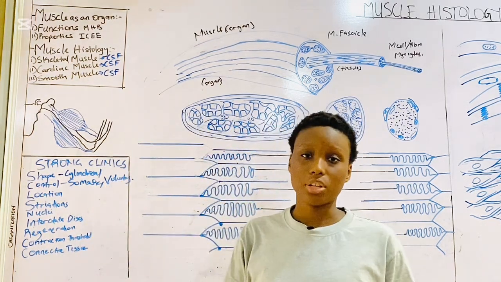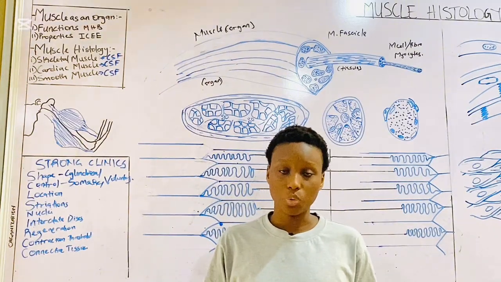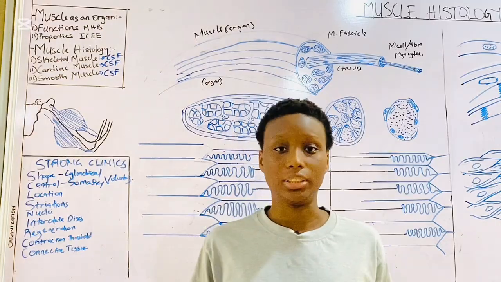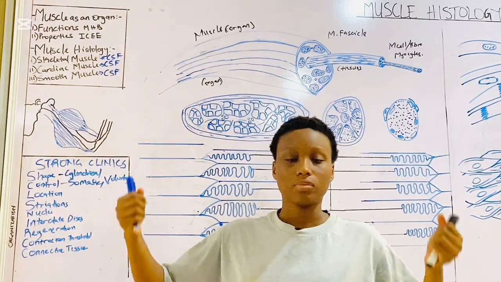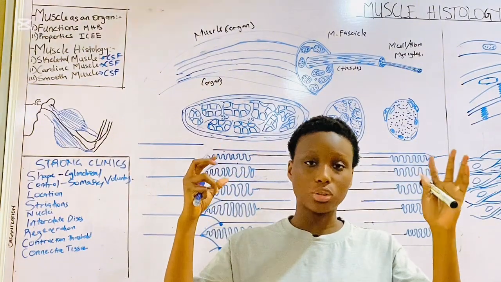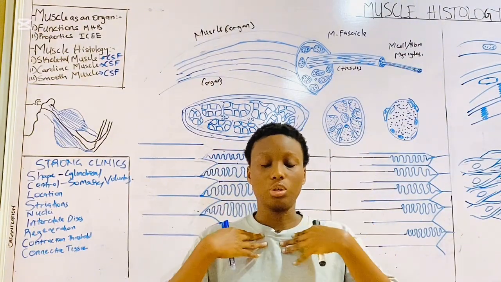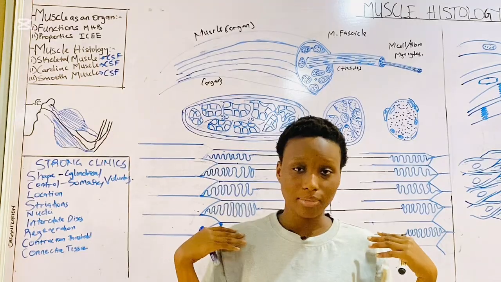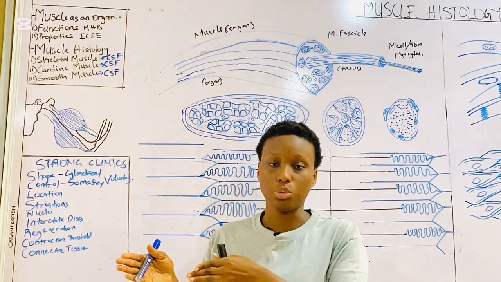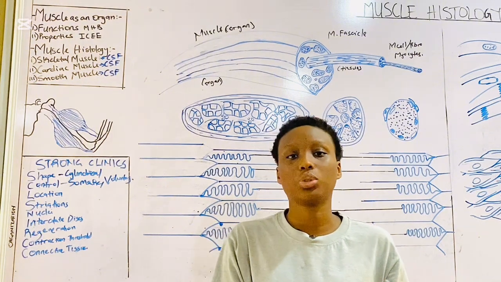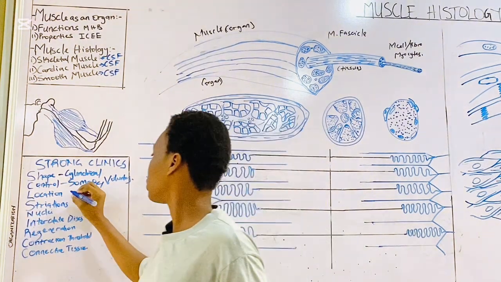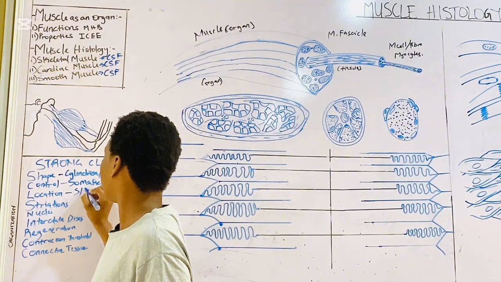The third characteristic is going to be location. Skeletal muscle, in its name, is mostly attached to parts of the skeleton, the different parts of the skeleton. Your skull, your vertebrae, your clavicle, your scapula, your humerus, your radius, your ulna. Muscles are attached to these parts of the skeleton, and these muscles that are attached there are called skeletal muscle. So location is going to be skeleton.